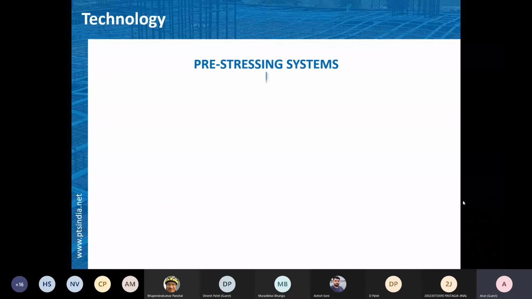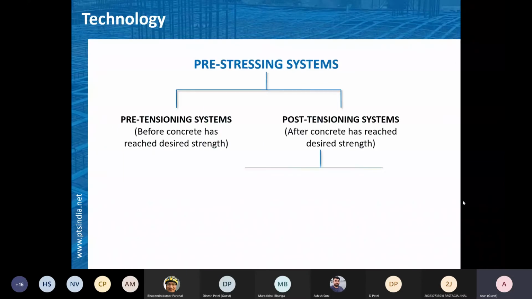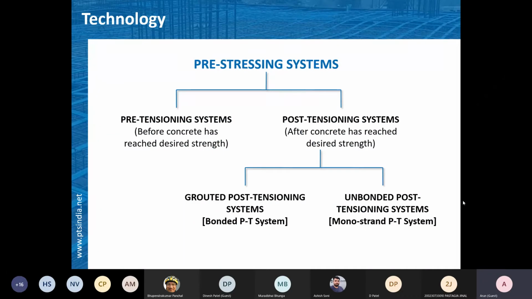These are the pre-stressing systems. One of them is pre-tensioning systems, and the other one is known as post-tensioning systems. Now, in the pre-tensioning system, the cables are stressed before casting of the concrete. That is the meaning of pre-tensioning. We are tensioning the cable before concrete is actually cast.